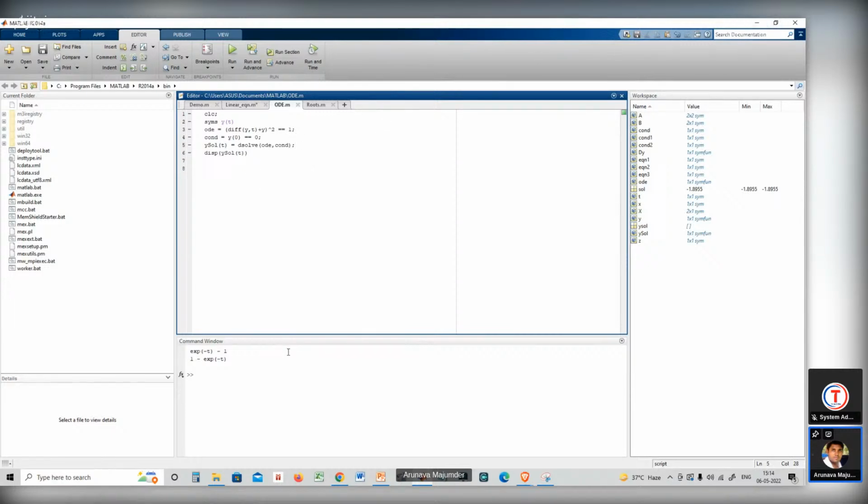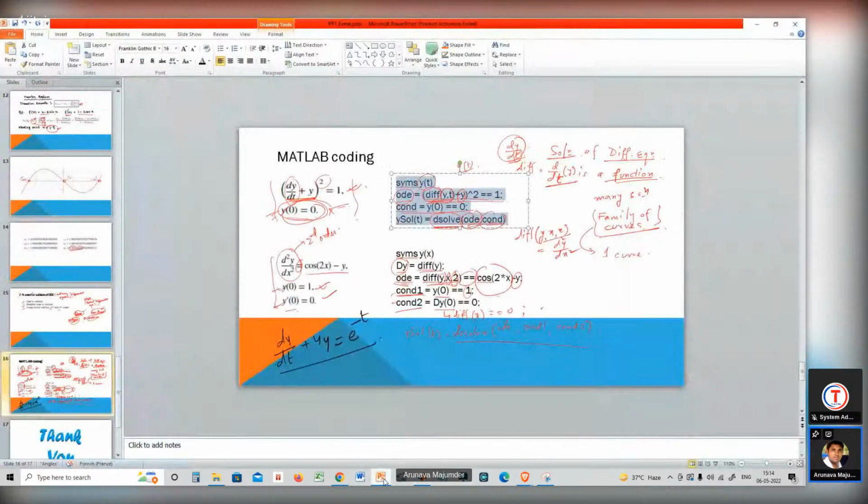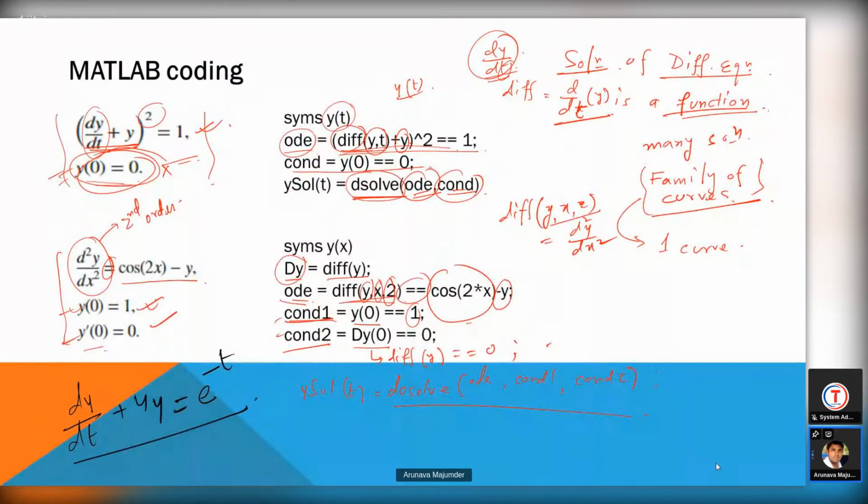So this is all for today. What we have learned today is three cases. First, numerical techniques for systems of linear equations. The second one, solutions of transcendental equations by numerical techniques. There are three techniques: fixed point iteration, Newton-Raphson, and bisection. Bisection is not that important, so I did not discuss that one. And the third one is ordinary differential equations, along with all kinds of MATLAB coding.